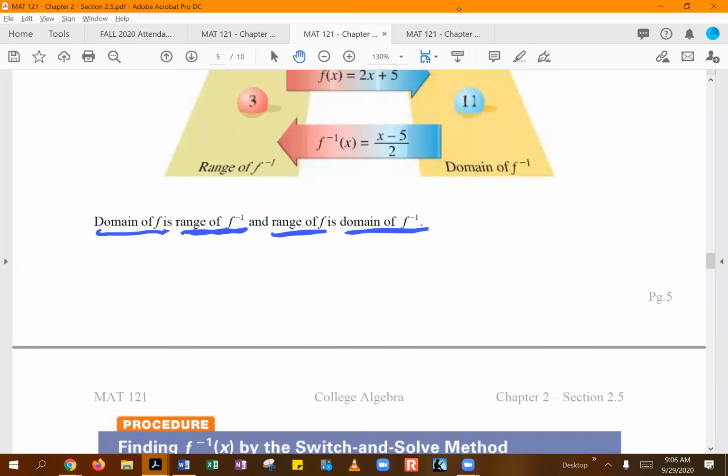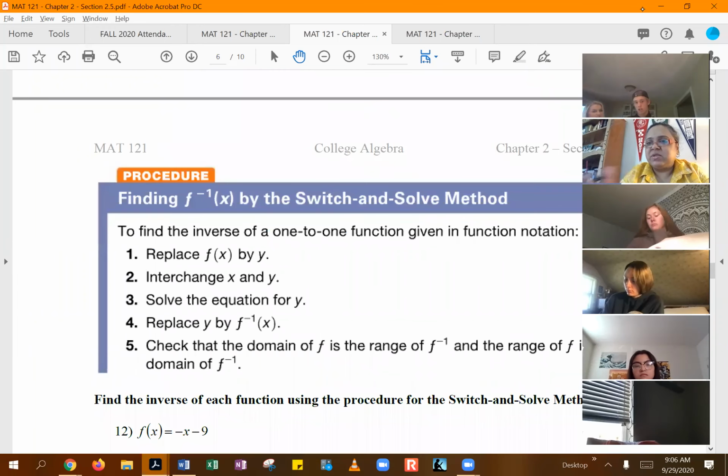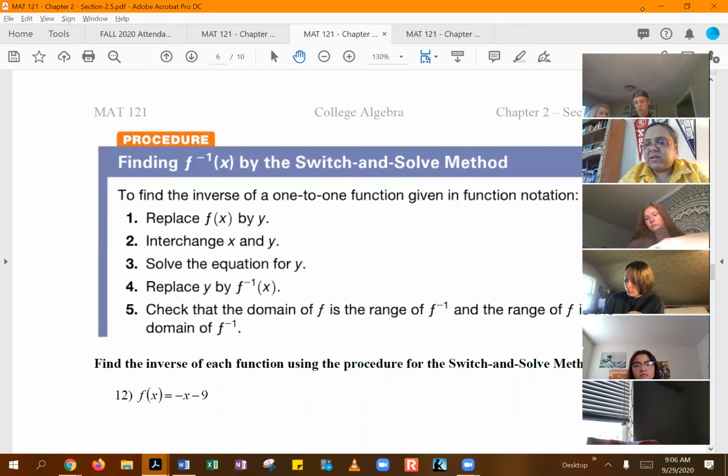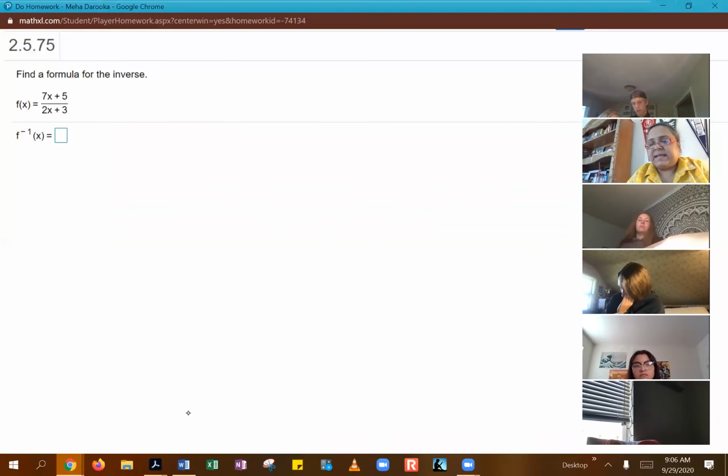So we are going to use the same idea that we need to switch our x and y values, but with the equation, our process is going to be a little bit different. So you do have these steps listed over here for how to find the inverse function. So let's try and use this idea in this example over here.